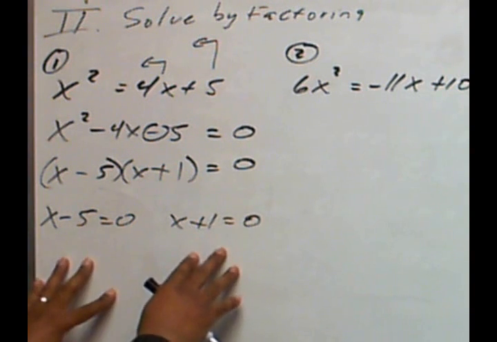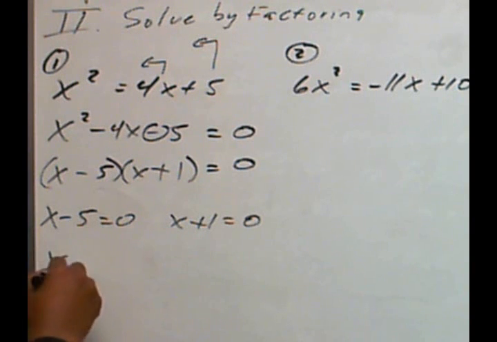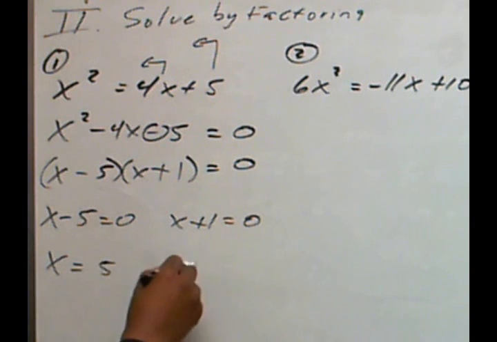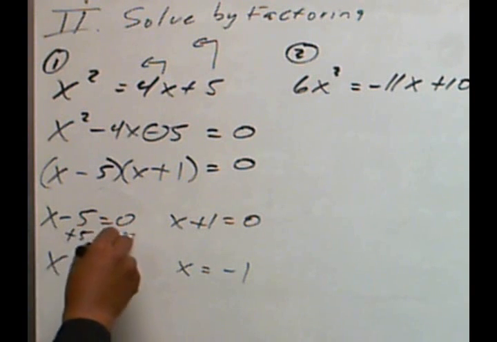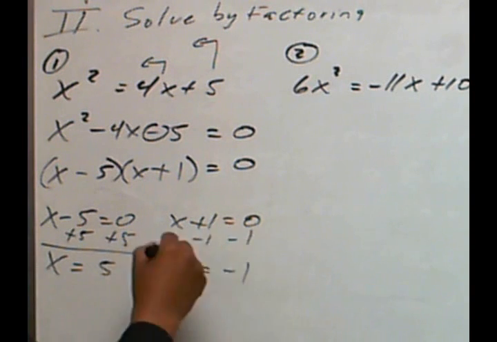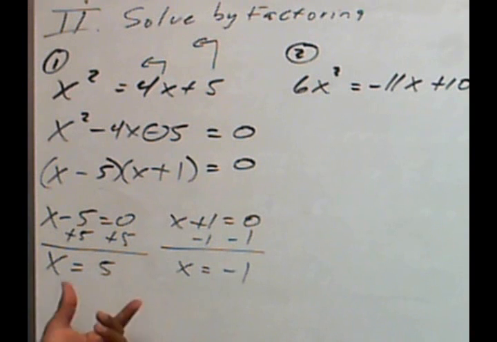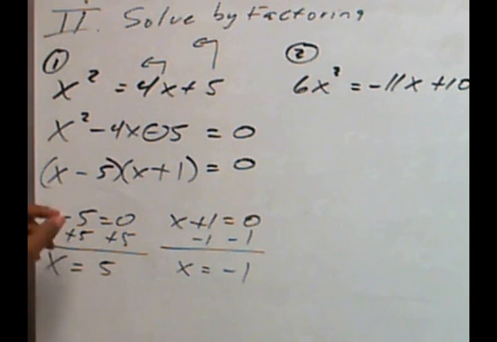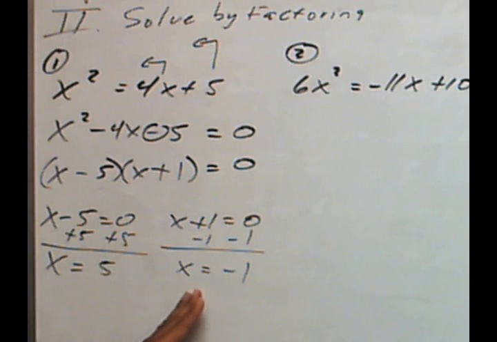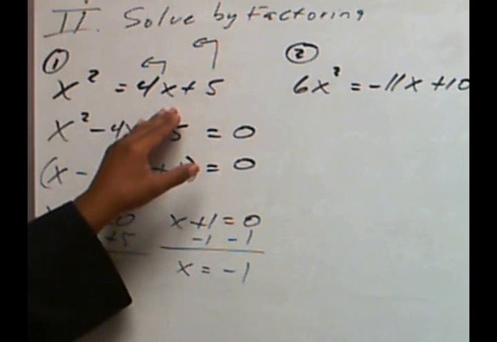And now we can solve by isolation. Here we'll have x equals 5, and here we'll have x equals negative 1 when we add 5 to both sides and we subtract 1 from both sides. Now notice, with the linears you only get one solution. You'll notice that with the quadratics we're now starting to get two solutions that will solve the original problem.